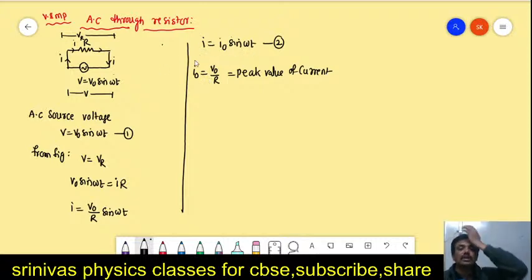Current also varies with time, and voltage also varies with time. That's why it is called alternating current and alternating voltage. You should follow the cursor. Right? This is the peak value of current. Now, I want the phase difference between the current and voltage.